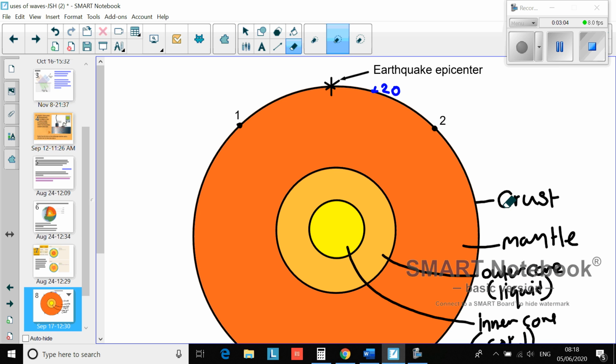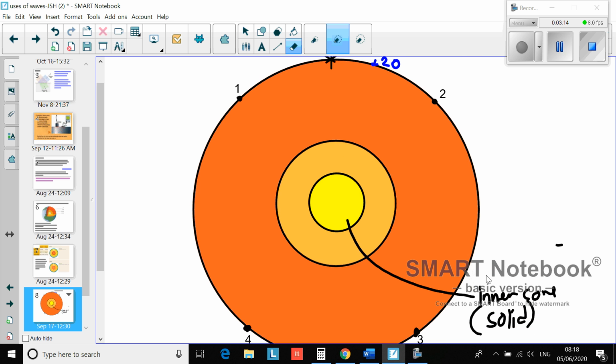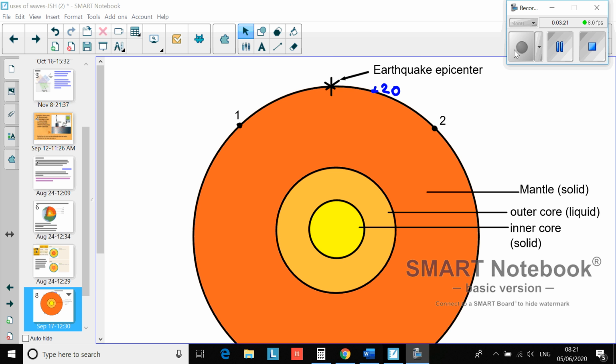In fact, you don't need those labels. I'm going to presume that you already know that. Bear with me a moment. Okay, so I just made a few little alterations. So you probably do need the mantle, which is solid, the outer core, which is liquid, and the inner core, which is solid again.